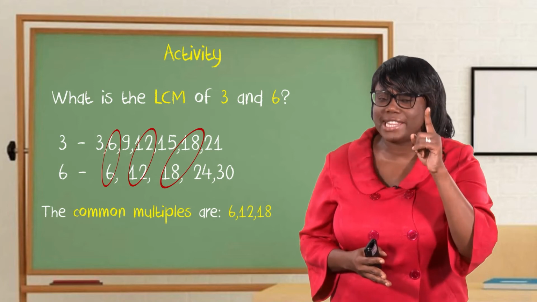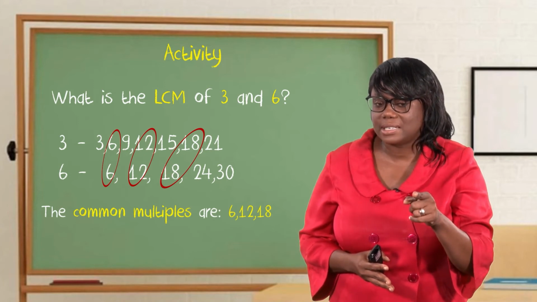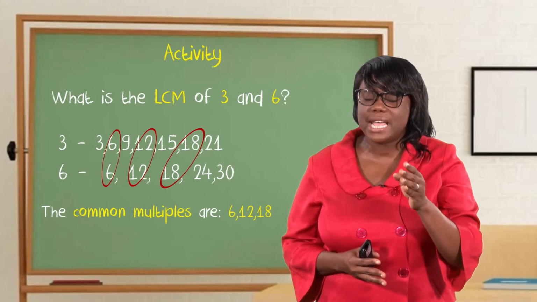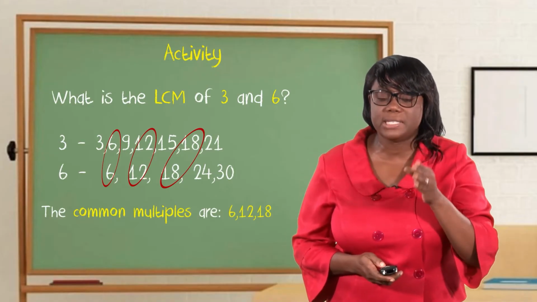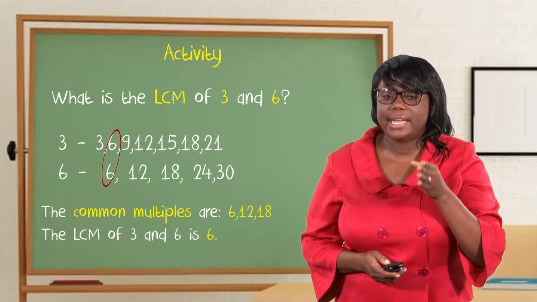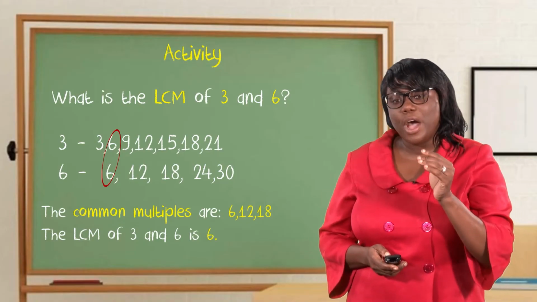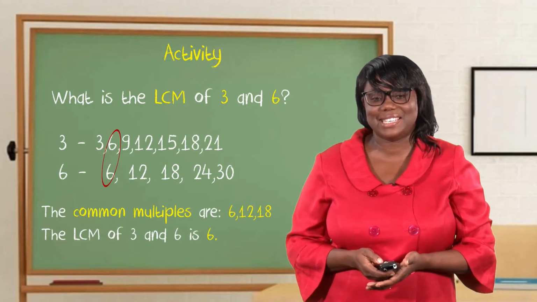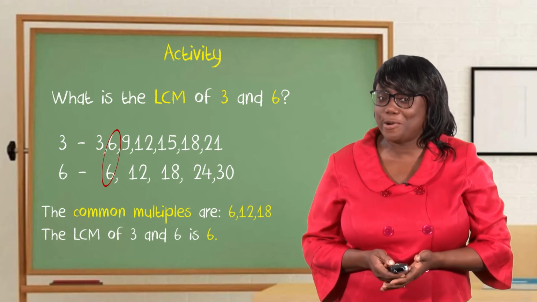So what was the next step after we took out the common multiples? Yes, the next step is that we look at the numbers and see which one is the smallest of the group, and that becomes the LCM. So the smallest number there is 6. So therefore, the LCM of 3 and 6 is 6. Good job, boys and girls. I am extremely proud of you.